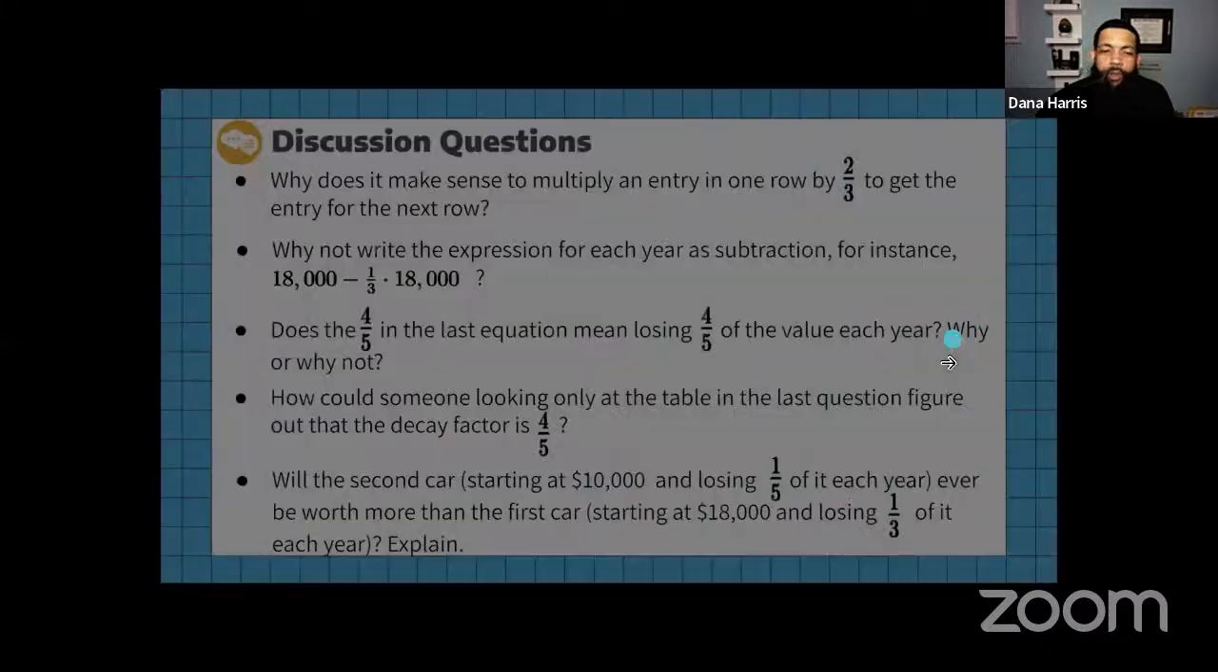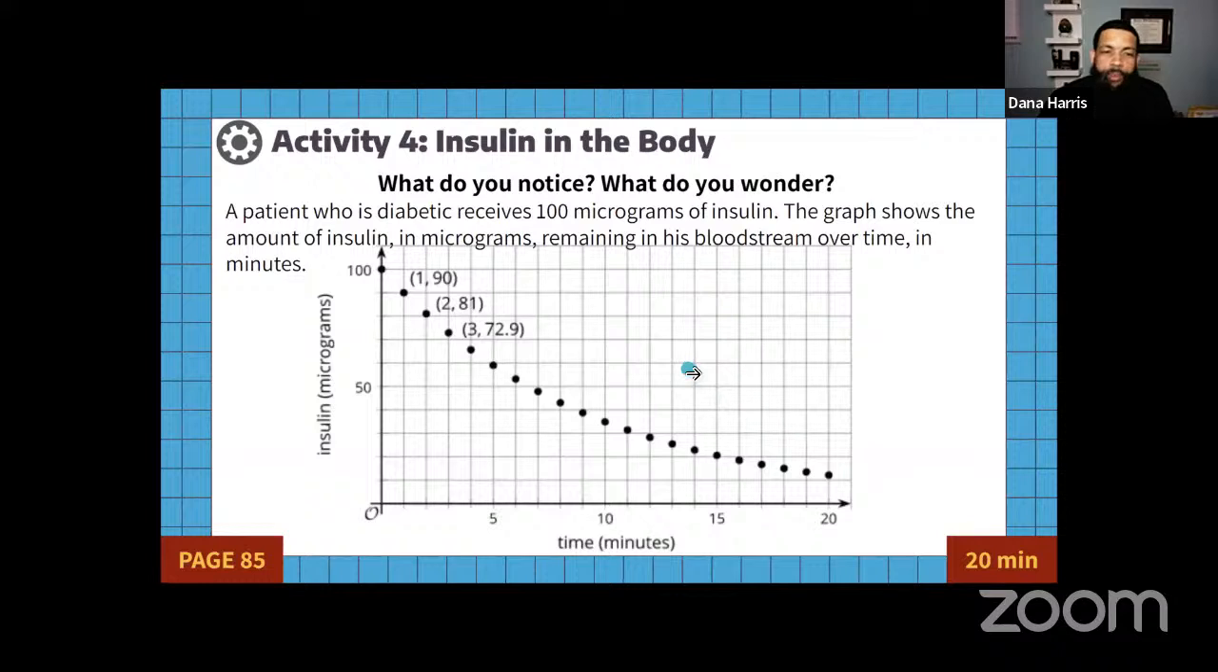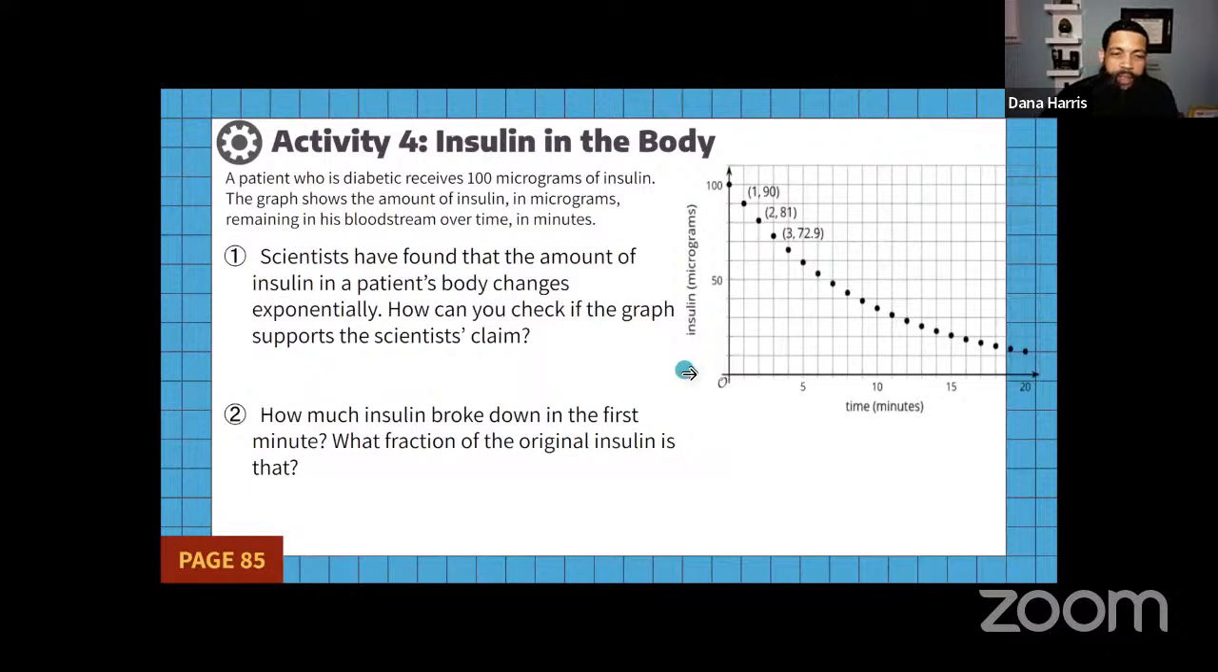All right. So this one, it says a patient who is diabetic receives 100 micrograms of insulin. The graph shows the amount of insulin in micrograms remaining in the bloodstream over time. Scientists have found that the amount of insulin in the body changes exponentially. How can you check to see if the graph supports the scientist's claim? Remember, exponential functions have a common factor. So what we could do is look to see if the Y values have a common factor.